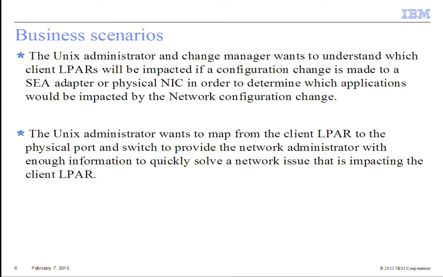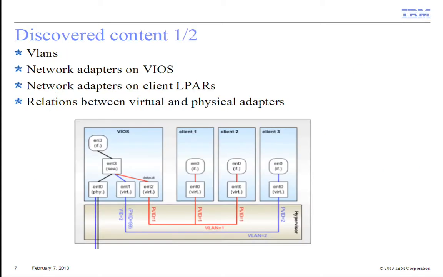We want to discover relations between client LPARs and physical network adapters. The reason for this is that we want to know which client LPAR will be impacted if a configuration change is made to VIO server's physical network adapter. The second scenario covers the opposite direction. We start from LPAR and we can find out what caused network failure on it.